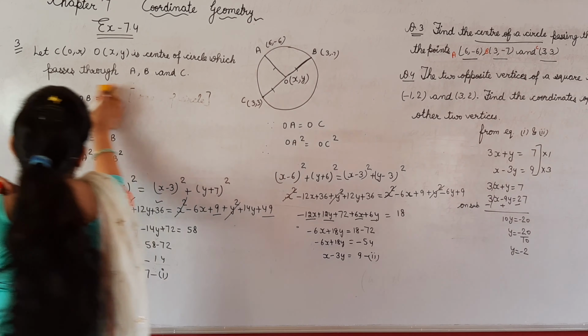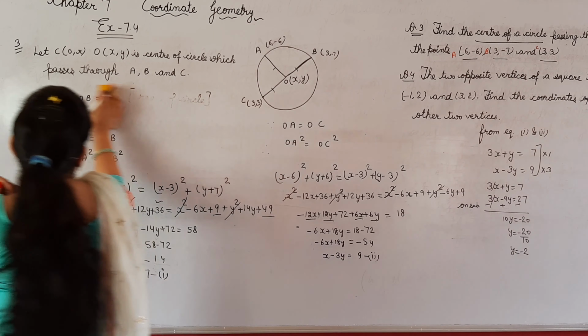So using distance formula we can compare these radii, and after comparing two radii we can make these equations in x and y variables, means in two variables. Then by using elimination method or substitution method we can find the value of x and y. So here values of x and y are 3 and -2, and these are the coordinates of the center of the circle. This is our question number 3 of exercise 7.4.